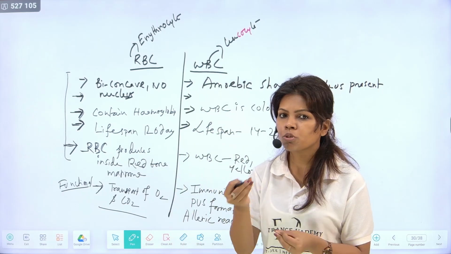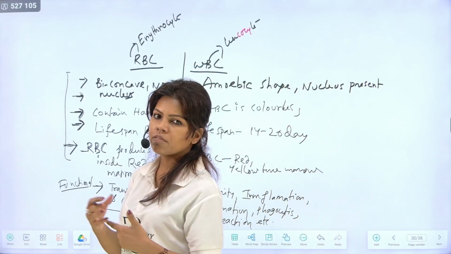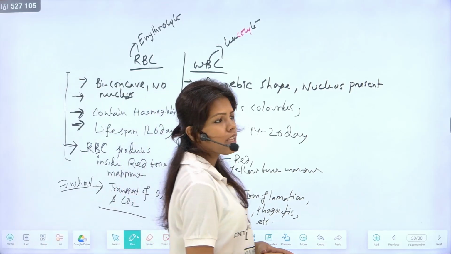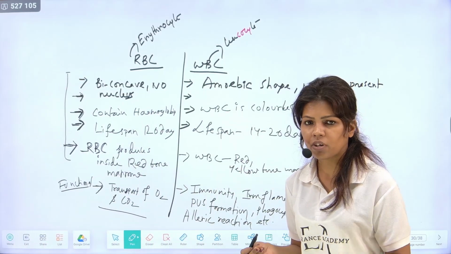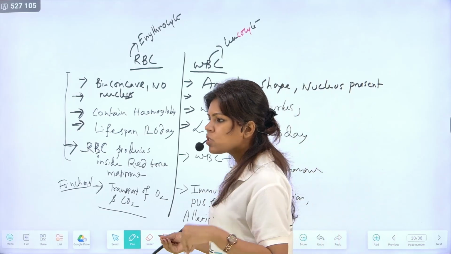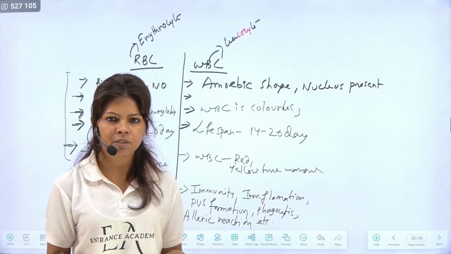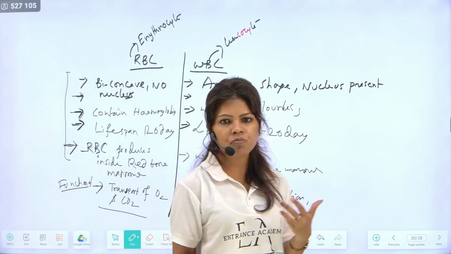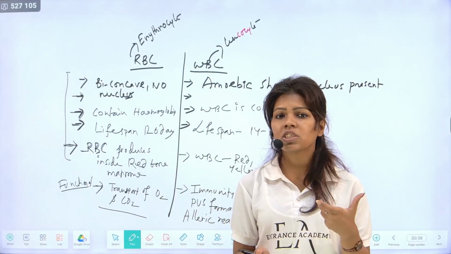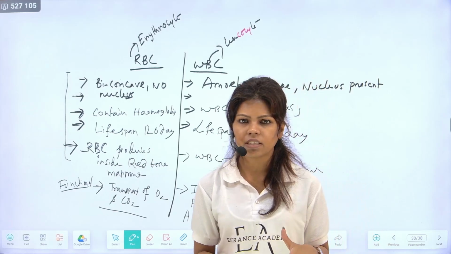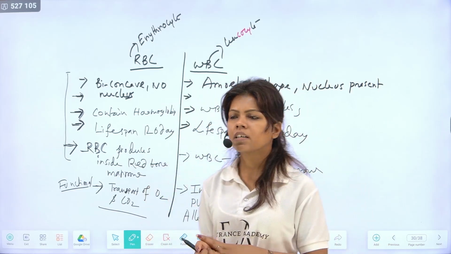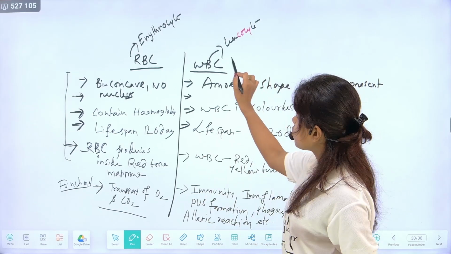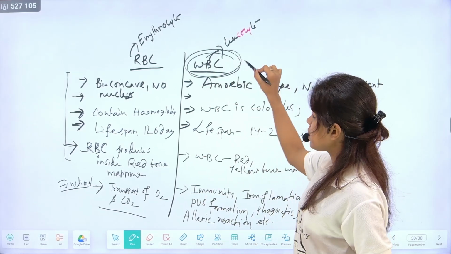For example, neutrophil, eosinophil, basophil, monocyte, lymphocyte, and each kind of WBC performs a different type of activity. Lymphocytes are responsible for immunity by producing antibodies. Monocytes and neutrophils are responsible for phagocytosis. Eosinophils are responsible for allergic reaction, and basophils produce heparin, which is the natural anticoagulant. This is also a very important part, given in your book in the form of a chart: different types of WBC and their respective functions. This segment is also very important.